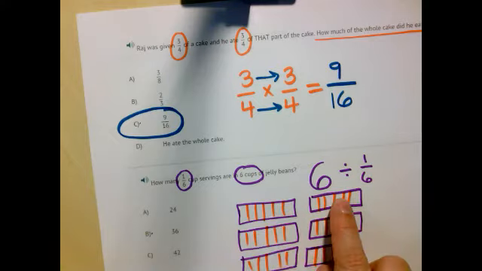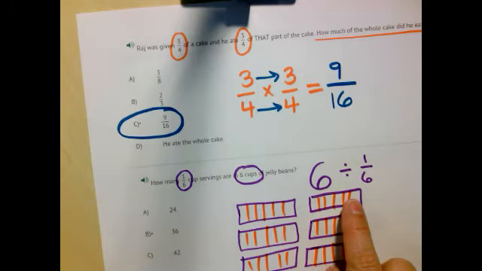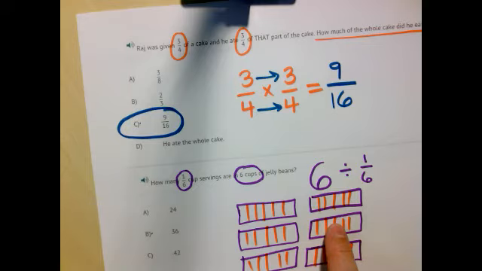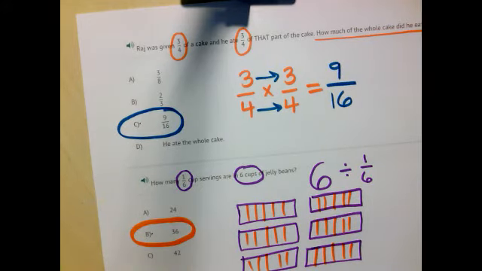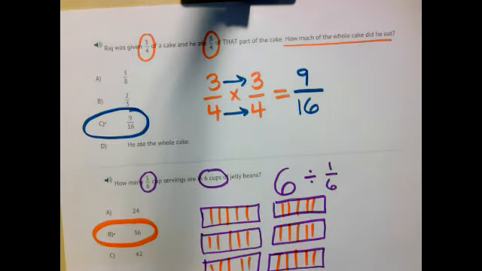Well, there's 6, 12, 18, 24, 30, 36. So I have 36 1/6 cup servings. Some of you, yes, I know, are working standard algorithm.